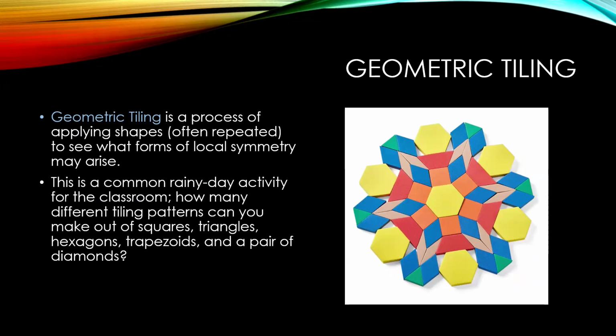The next one we have is geometric tiling. So geometric tiling is a process of applying shapes, often repeated, to see what forms of local symmetries may arise. This is common for rainy day activities in the classroom. The idea of you get all of these little wooden blocks out and see what types of patterns people are able to make in the classroom.